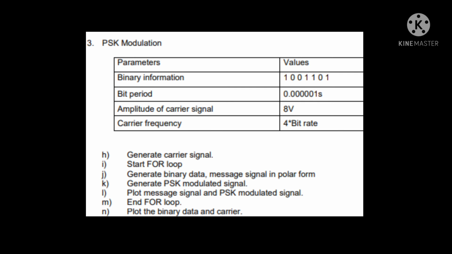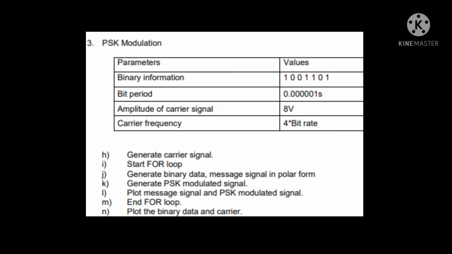And next, the PSK modulation. For the procedure, the binary information is 1001101. The bit period is 0.000001 second. The amplitude of the carrier signal is 8 volts. And lastly, the carrier frequency is 4 bit rate.